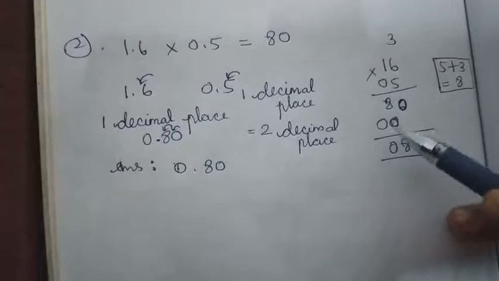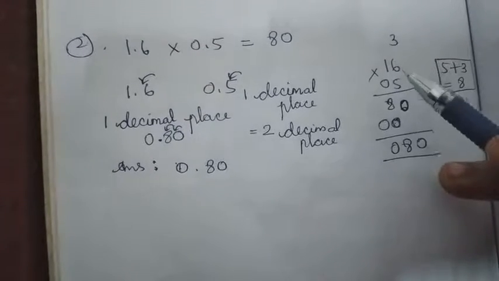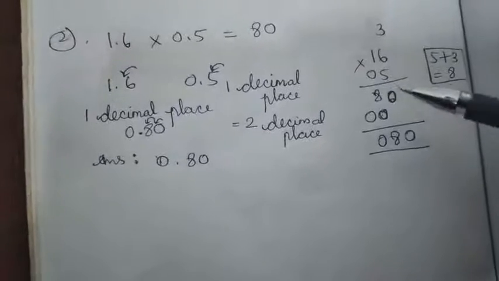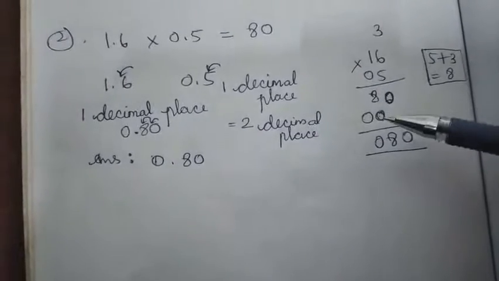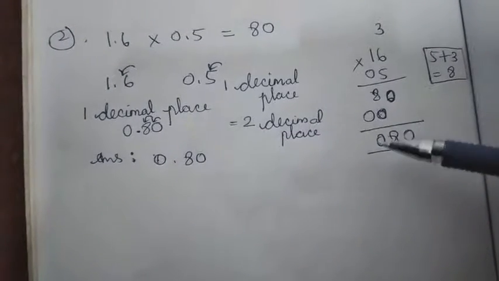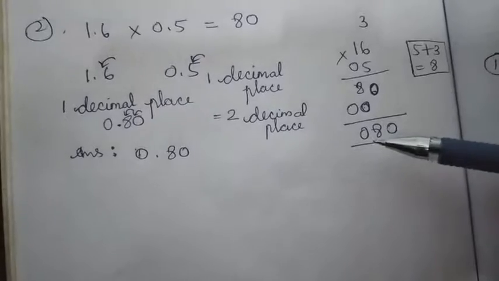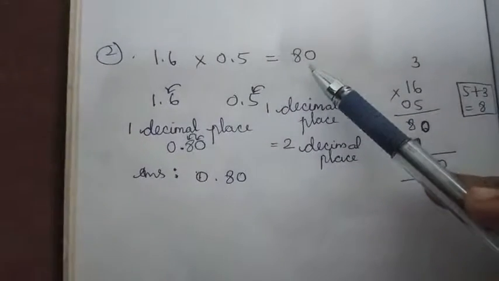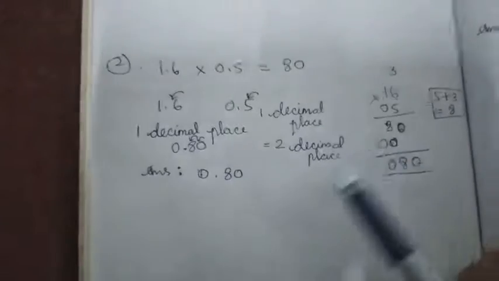Okay. Now multiply with 0. All the numbers will be 0. 0 into 6, 0. 0 into 1, 0. Now add it. 0 here, 8 plus 0, 8. Then bring the 0 down. We got 0, 8, 0. So the answer we have taken is 80, right?